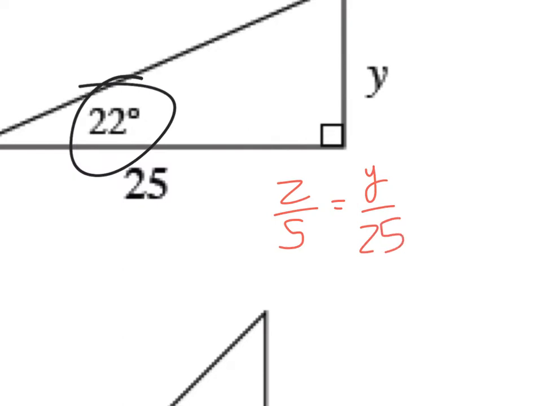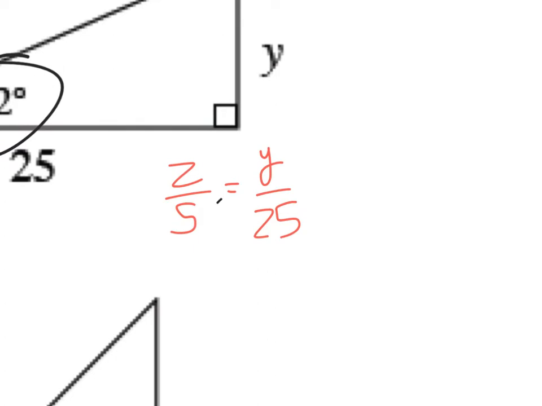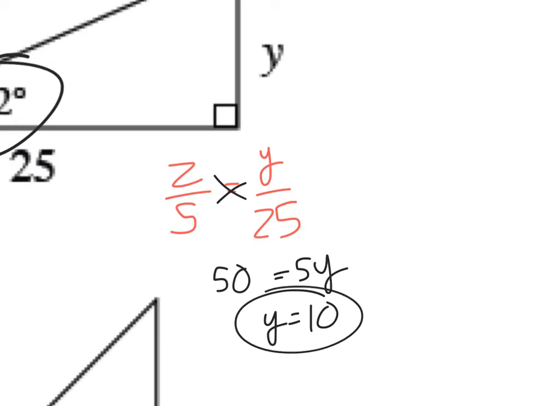Those have to be the same. Those are similar triangles. That ratio stays constant. So again, just like we did in the previous problem, we can cross multiply and we end up getting 50 equals 5y. And then I solve for y by dividing by 5 on both sides and get y equals 10.